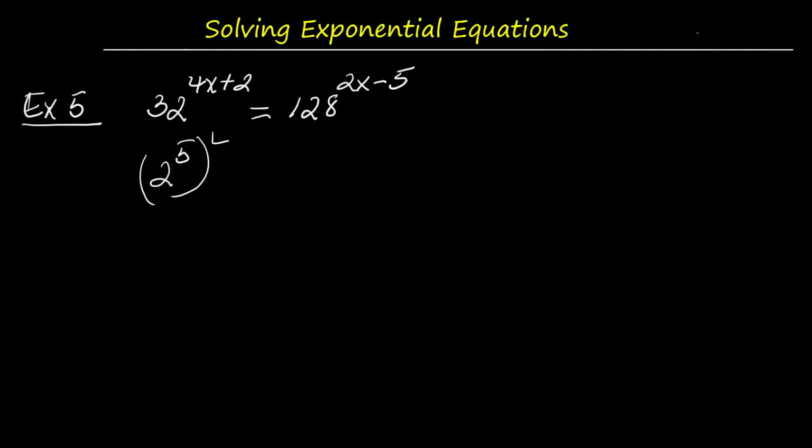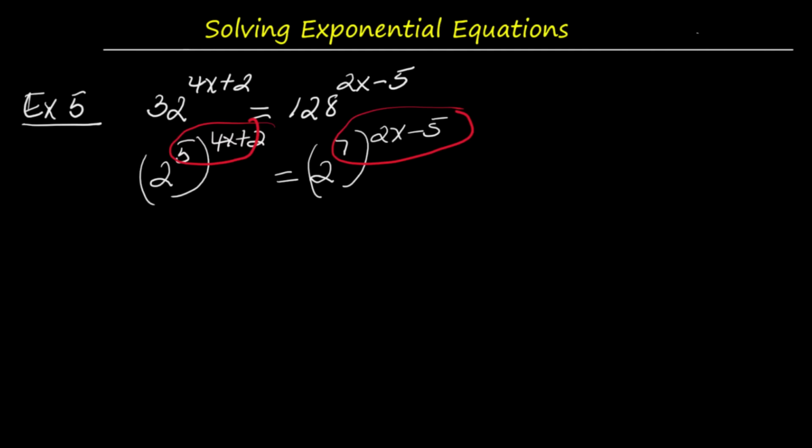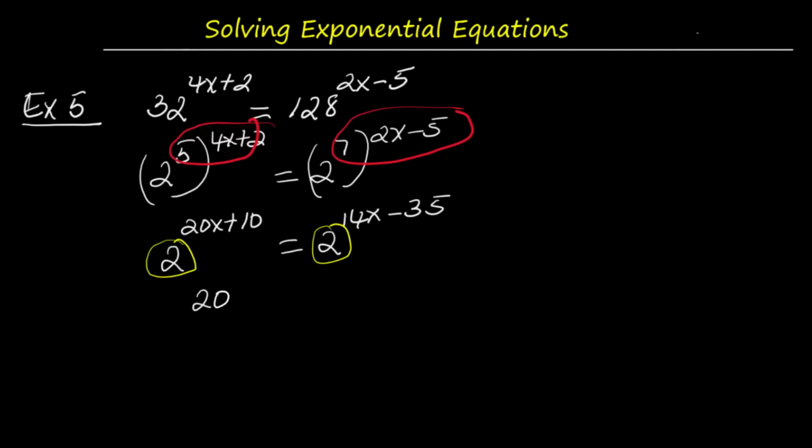2 to the 5th raised to the 4x plus 2 equals 2 to the 7th raised to the 2x minus 5. Now multiply the exponents. That gives us 2 to the power of 20x plus 10 equals 2 to the power of 14x minus 35. Since the bases are the same, we can set the exponents equal. 20x plus 10 equals 14x minus 35.